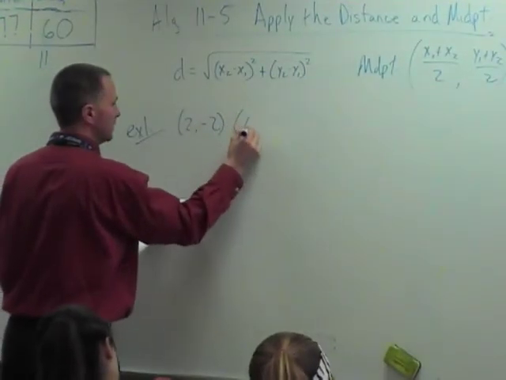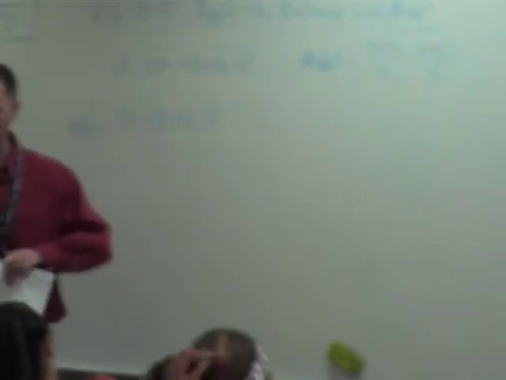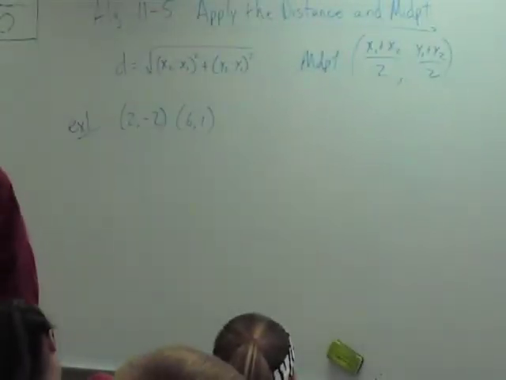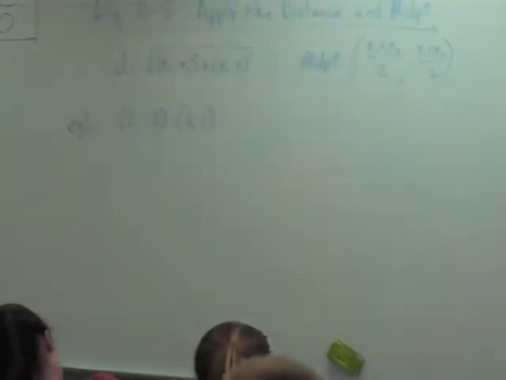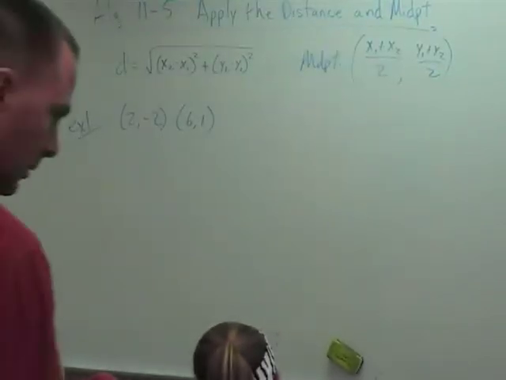2, -2, and 6, 1. Find the distance, please. There are people that haven't done this yet, so we're going to let them do it. Find the distance. Work faster. Write faster. You are all too smart. This kind of goes through the motions.